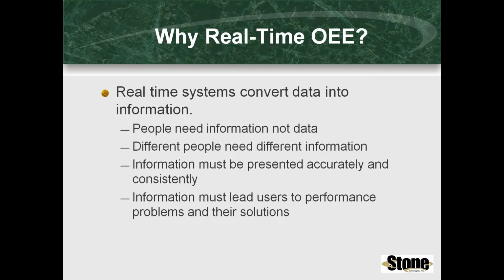Your availability calculation is your downtime, your maintenance people. They need to know when those lines are down or when those pieces of equipment are down and for how long and why. Quality, your quality labs, they want to know what's going on with the product and why, if it's impacting the overall efficiency of the system. When does that happen, why, and for what reasons? Information must be presented accurately and consistently. And information must lead users to performance problems and their solutions. Again, information must be actionable and it must be accurate for people to make the best decisions to improve their business processes.